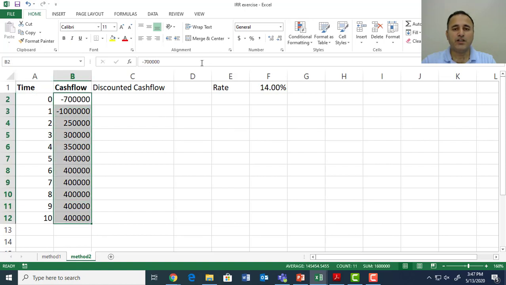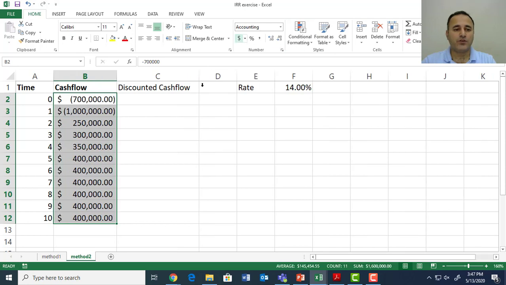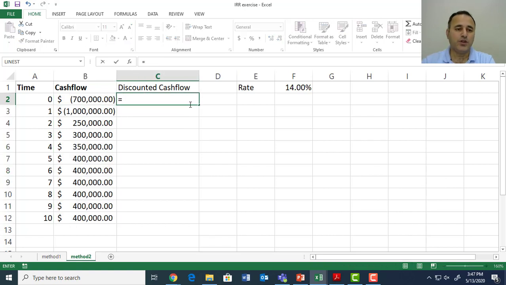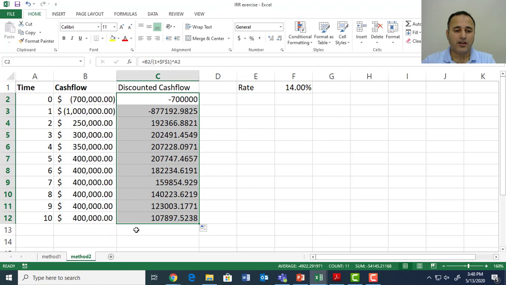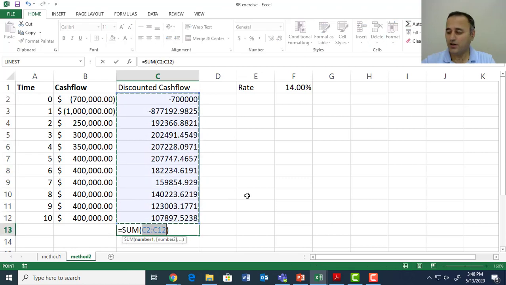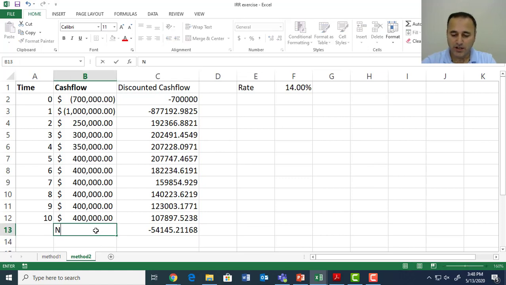And if I convert all the cash flows here again to $, now we can calculate the discounted cash flows, divided by 1 plus the discount rate, and press F4 to lock that cell, and then of course raise to the power n, and double click here, and I can auto sum here, press enter. So this is my NPV.